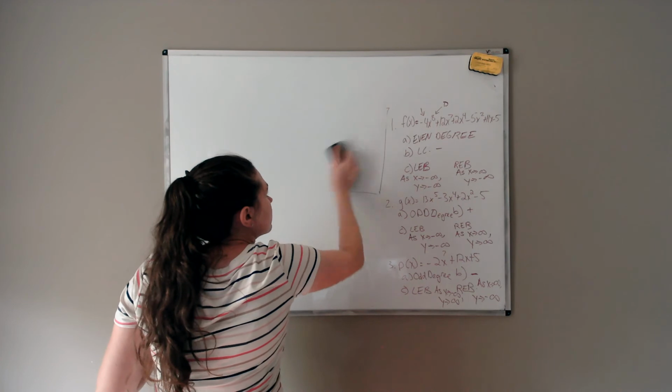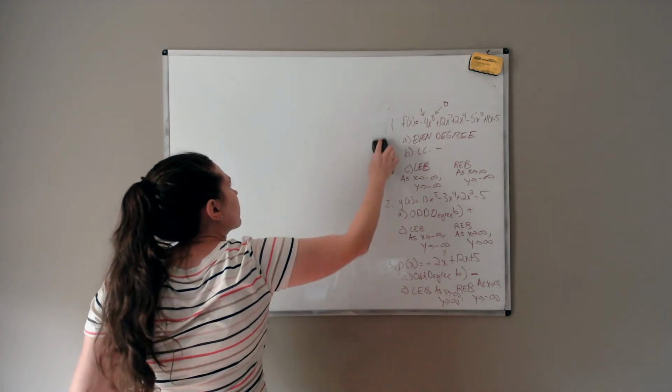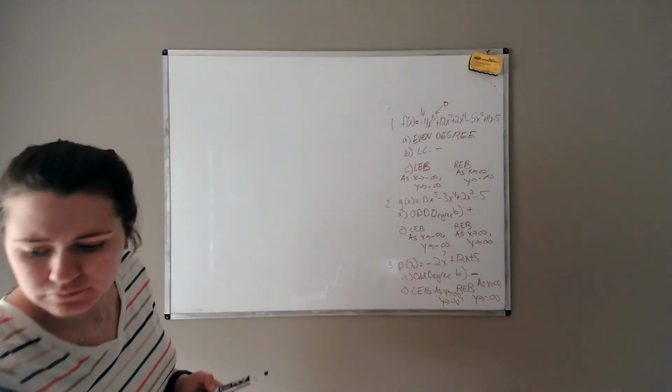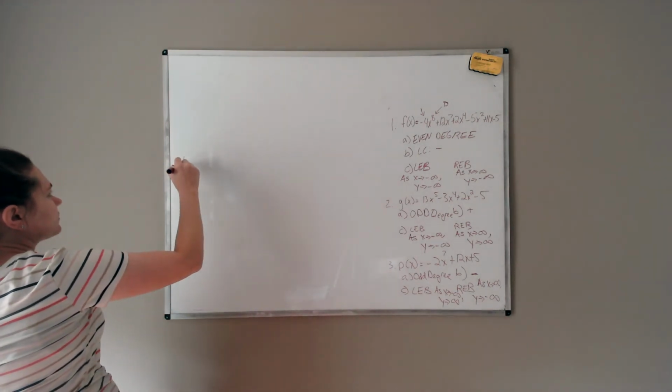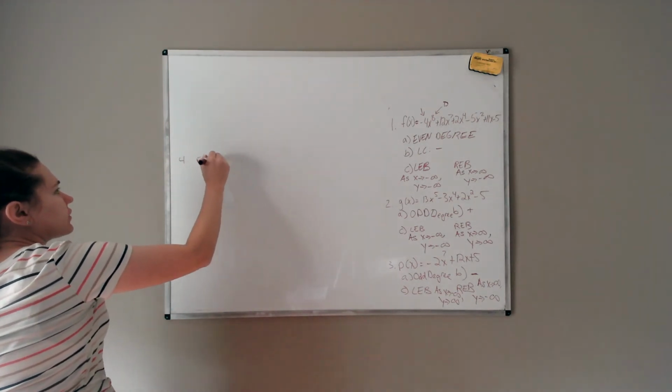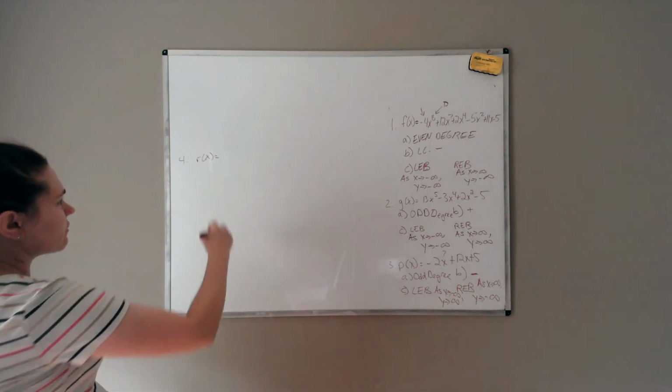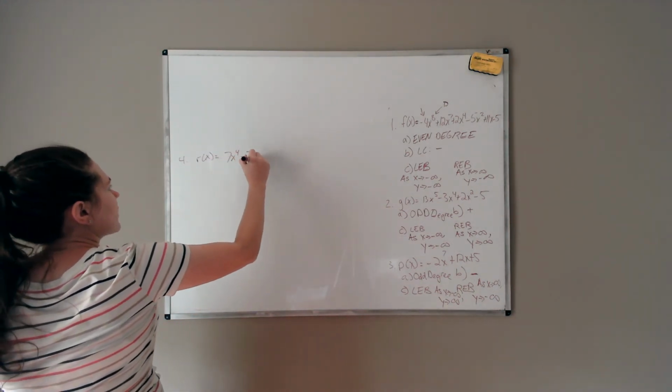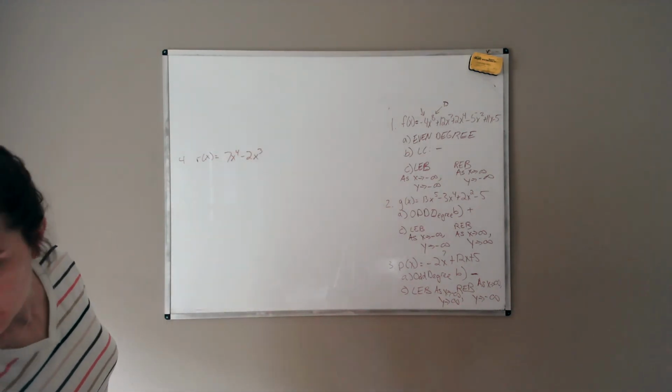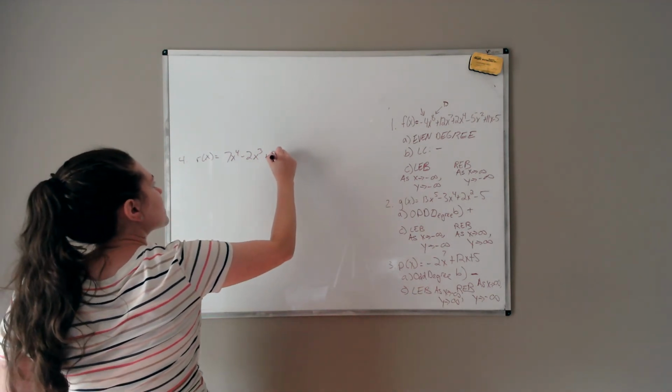And we've got one more problem, and then that is it for end behavior. And then we're going to make sure that when we graph, our end behaviors are graphed correctly. Number 4, r of x equals 7x to the 4th minus 2x to the 3rd plus 21x minus 1.